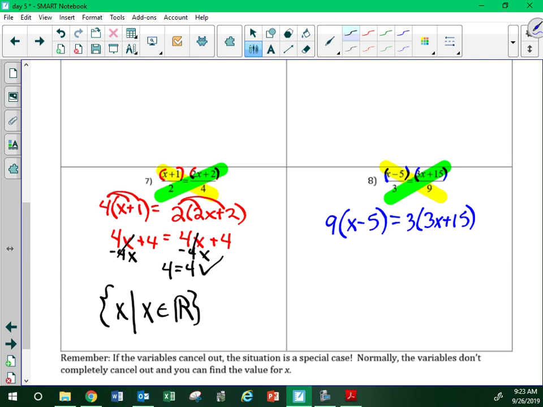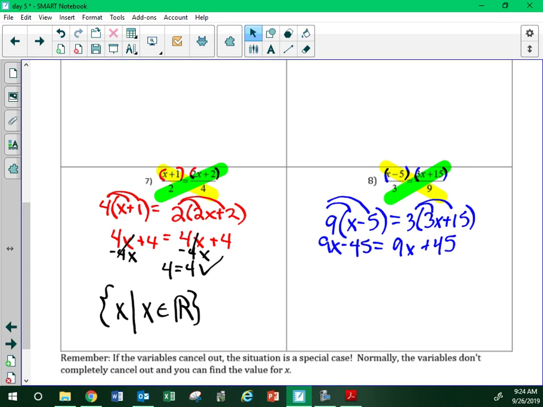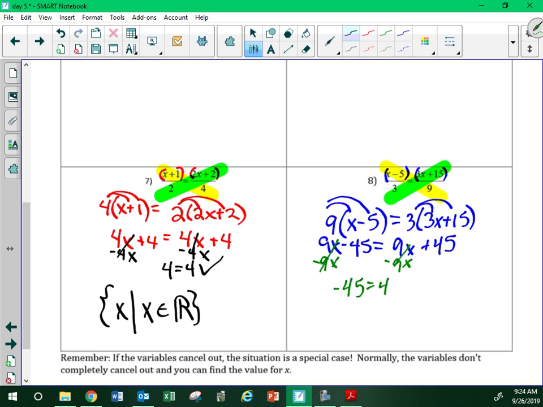So when we distribute this, I get 9x minus 45. And over here we get 9x plus 45. And again, let's go ahead and get rid of our x's first. And negative 45 equals 45. Now, depending on how you did it, you might have moved your 45 over and got 0 equals 90. It's still a false statement. So our answer is squiggle, no solution, squiggle.